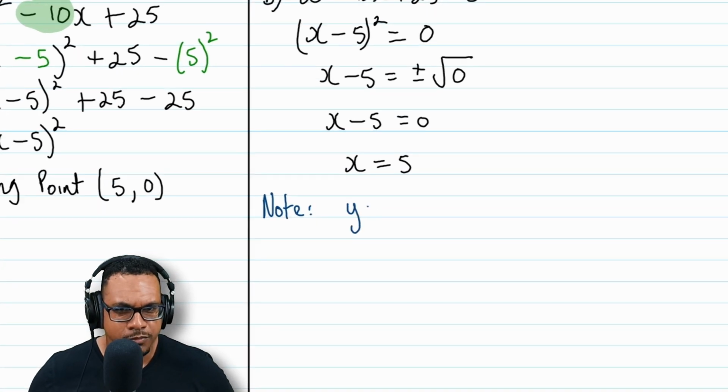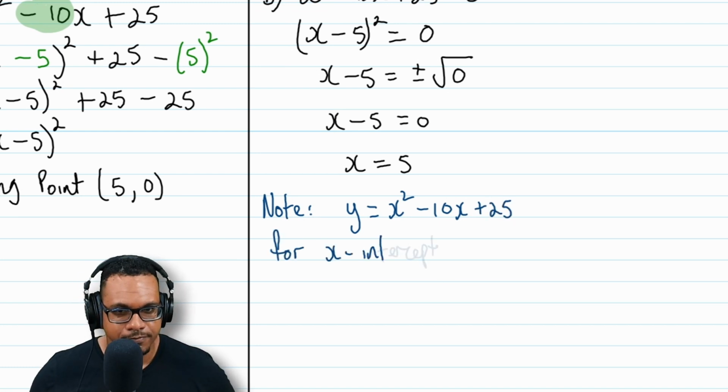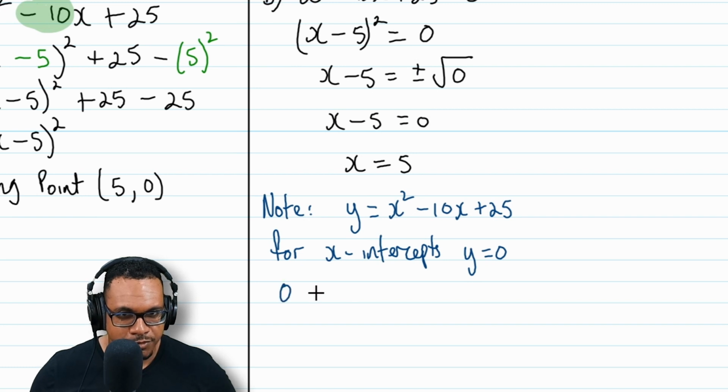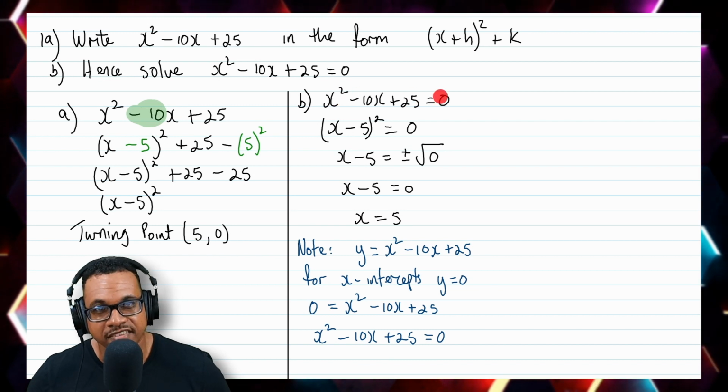If I had y equal to x squared take away 10x plus 25, for the x-intercepts, we're going to put y equal to 0. So that means putting y here equal to 0. So we're going to have 0 is equal to x squared take away 10x plus 25, which is the same as writing x squared take away 10x plus 25 is equal to 0, which is the same as what we have here.